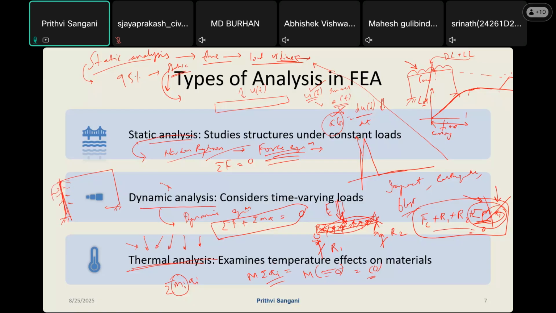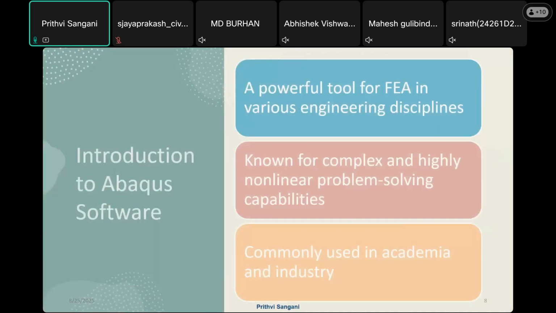So we can also simulate this fire scenario in FE analysis. We can't actually give the fire, but we can give the temperatures and how the temperatures are varying in this column. We can specify the temperature gradient and the specific heat, and we can find out what's going to happen to the structure. These are different types of analysis in FEA.